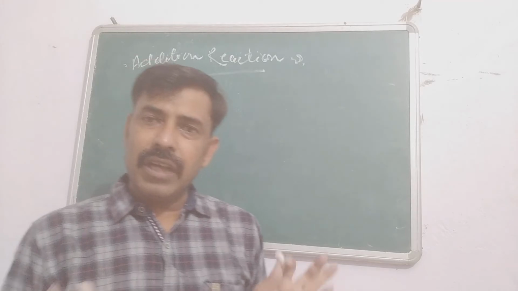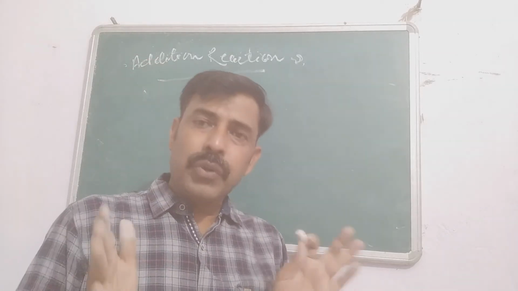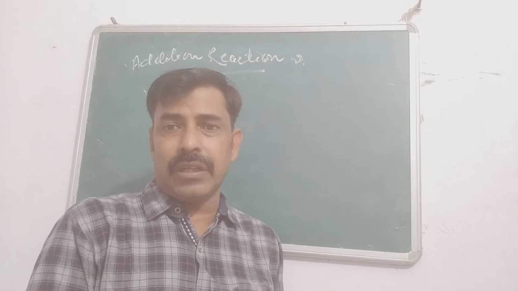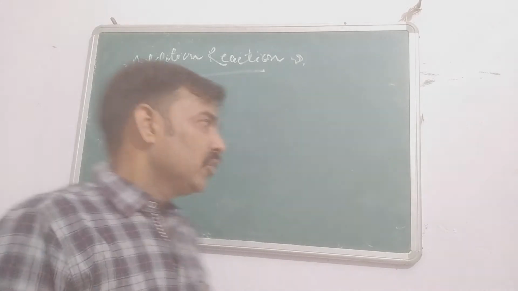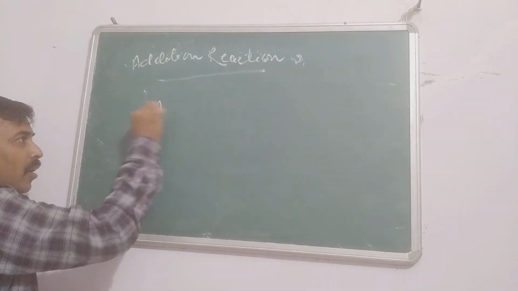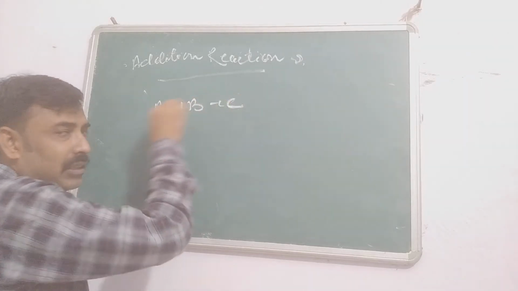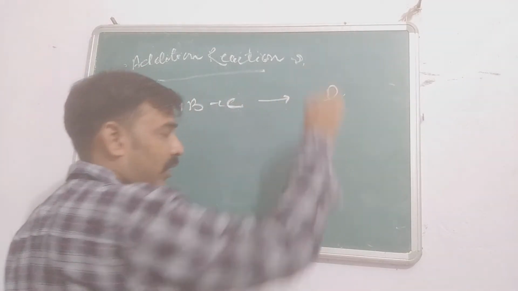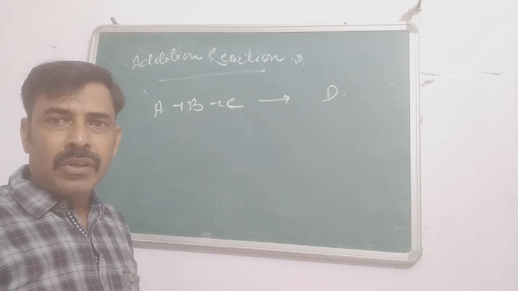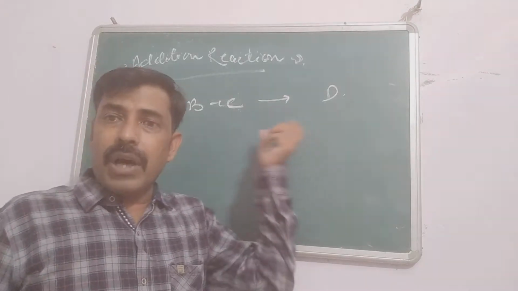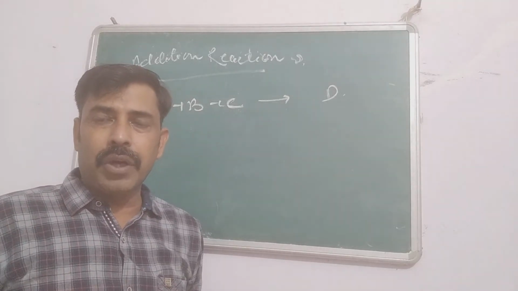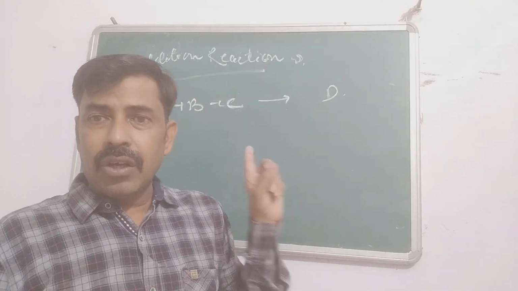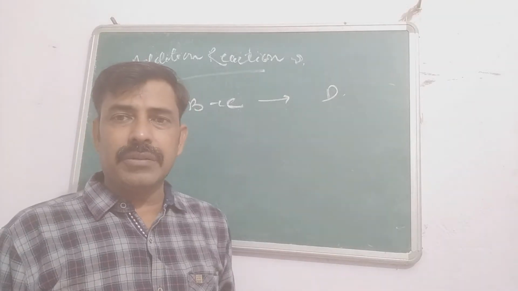What is the addition reaction? I have already told you. जब दो या दो से ज्यादा स्पीशीज एक दूसरे से कंबाइन होकर एक प्रोडक्ट का फॉर्मेशन करते हैं, that is called the addition reaction. So here you can see A plus B plus C. These three substances are combining with each other to give a single product, that is D. Such types of reactions are called the combination reaction or the addition reaction.